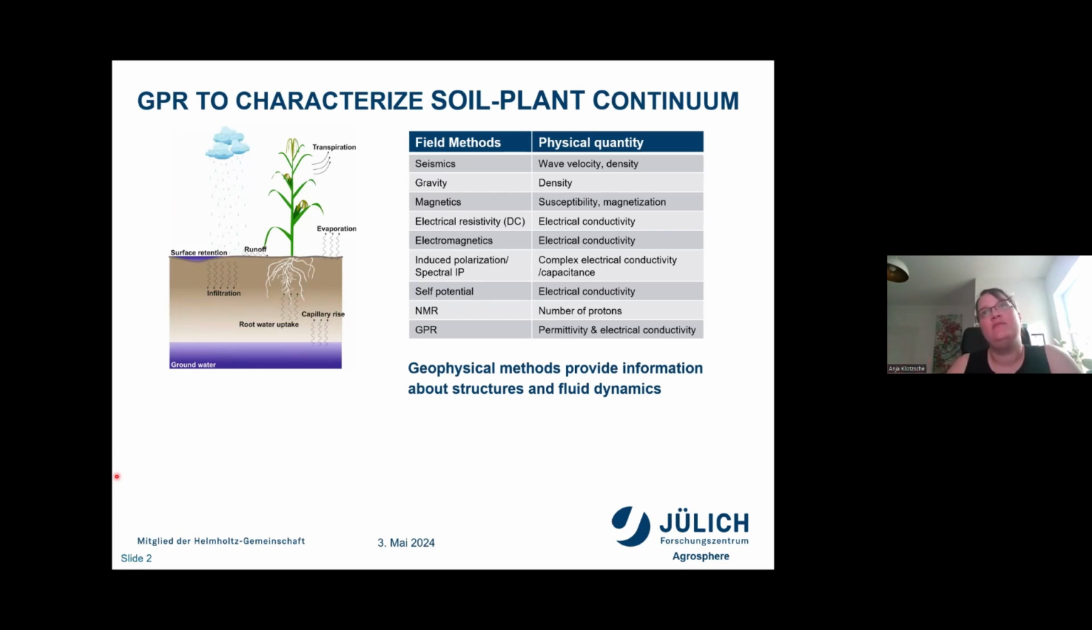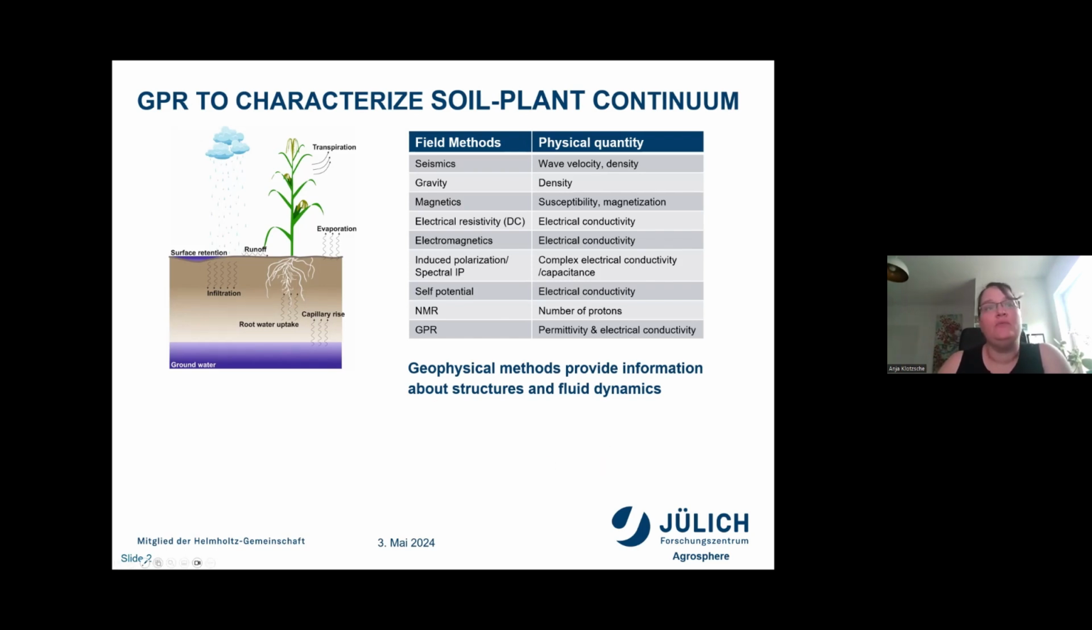Each of these methods provides us with a different physical quantity. Something you should keep in mind when we talk about geophysical methods and the information we would like to retrieve is that we need a physical contrast. Otherwise, we are not able to see anything. If there is an entirely homogeneous soil, we hardly get any information. But with contrast, we can interpret either structural changes in the subsurface, or fluid dynamics if we look at changes over time with time-lapse data.